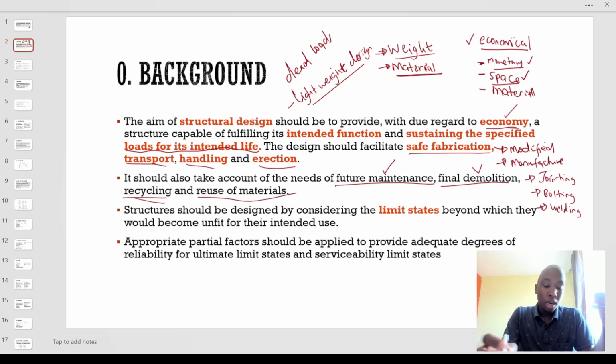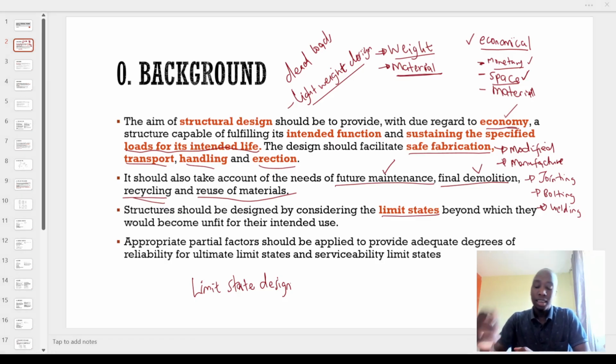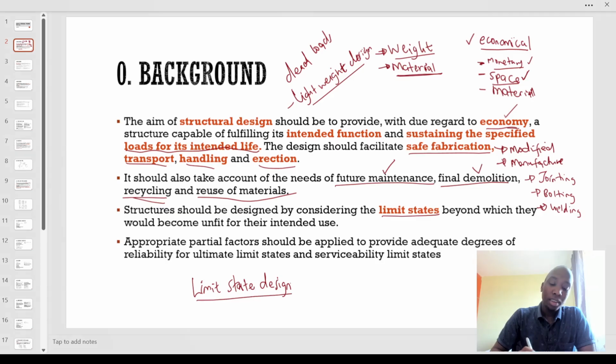So structures should be designed by considering the limit states. This is from the British Standard. The British Standard uses a philosophy that is called limit state design. If it considers limit state design, there are two states that are considered.